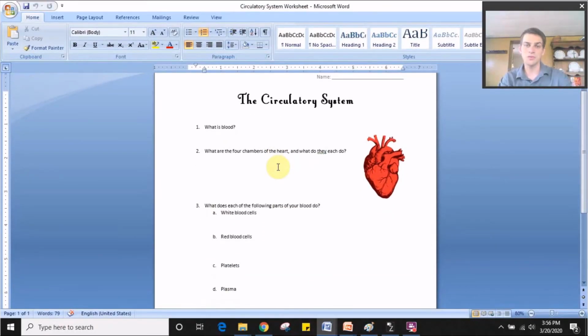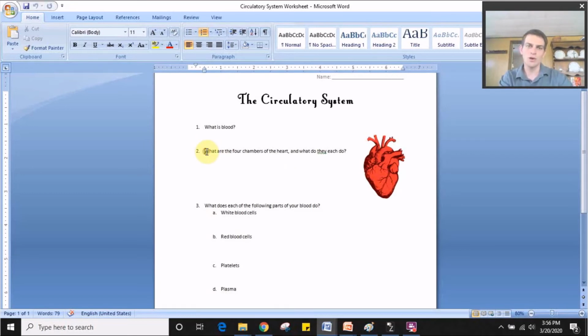I think I answered most of these in my lecture right now, but it would be a good idea just to talk about it. So first one, what is blood? Blood is the fluid that is in your circulatory system, and it transports materials throughout your body. So it transports oxygen and carbon dioxide and water and sugars and all sorts of stuff. So it's the main transport fluid of your circulatory system.